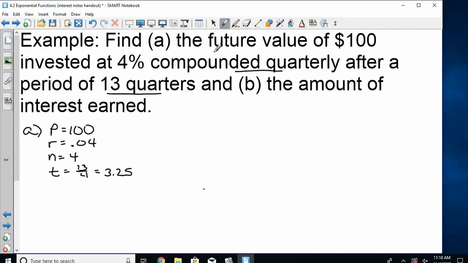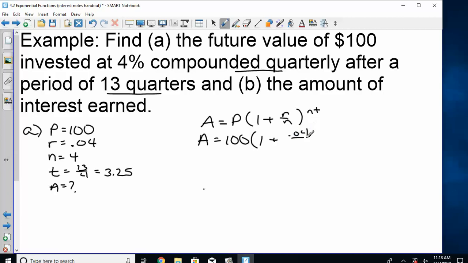Does everybody understand how I got that? We are finding the future value. That is A, so that's the piece I don't know. This doesn't say continuous compounding, so you are using the first formula. A equals P times (1 plus R over N) to the NT power. So 100 times (1 plus 0.04 over 4) to the 4 times 3.25. I like to just put all this in my calculator at once. Please take a second and plug it in so we can make sure everybody is putting these in the calculator correctly before we move on.